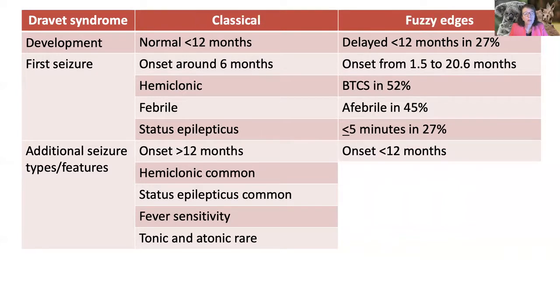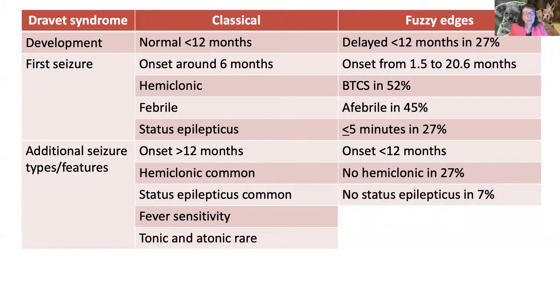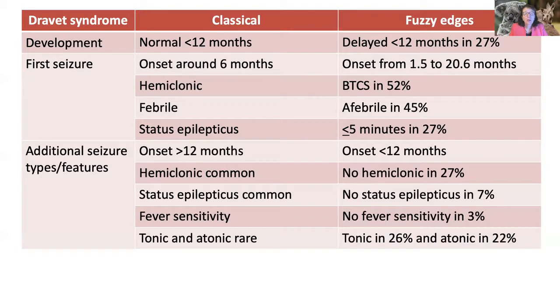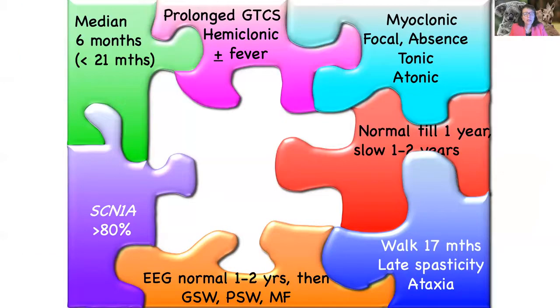type. They develop a second seizure type often before 12 months, contrary to what we've taught. They have no hemiclonic seizures at any time in 27%. 7% never have status epilepticus. 3% never have fever sensitivity. And tonic and atonic seizures occur both in more than 20% of individuals. So why are we bothering with these fuzzy edges? That is because we really need to get these facts right if we're going to be able to identify the right patients for gene therapy trials.